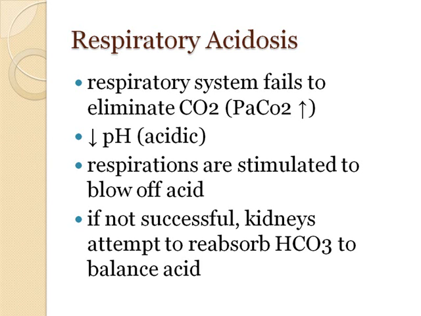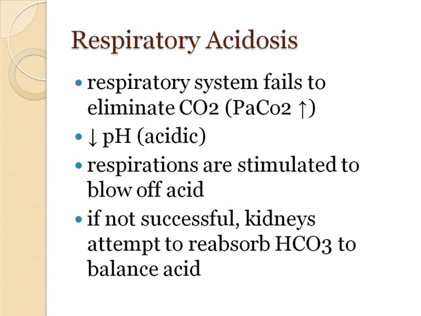With respiratory acidosis, the respiratory system fails to eliminate CO2. You may also see this called PaCO2, and what that stands for is the partial pressure in the artery of CO2. That's the reading you're going to get on an arterial blood gas. Don't let that throw you. Just concentrate on, with respiratory acidosis, we have too much carbon dioxide. So when we look at our pH levels, we're going to be acidic, less than 7.35.